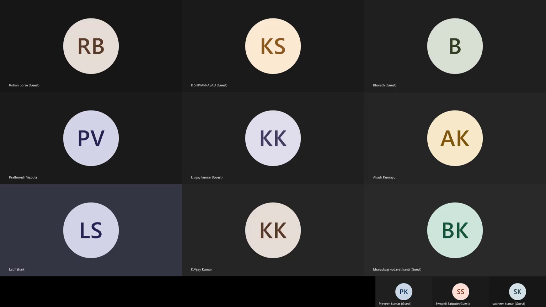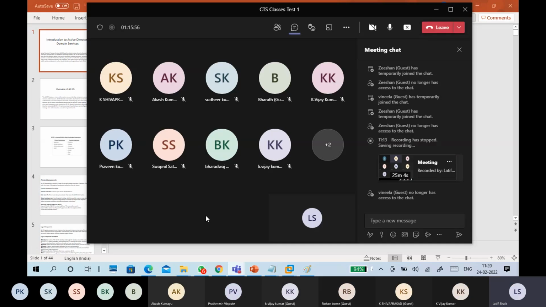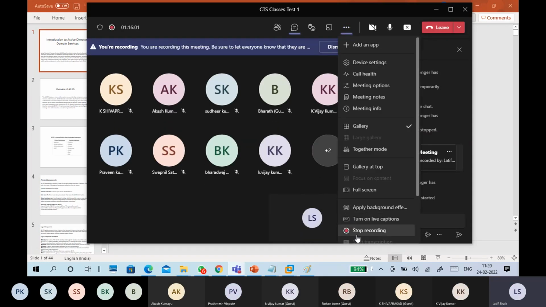Active Directory domain, what is the Active Directory database, and the logical components. So we'll see the logical components.